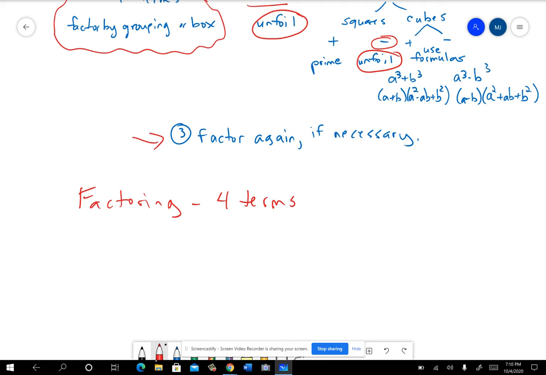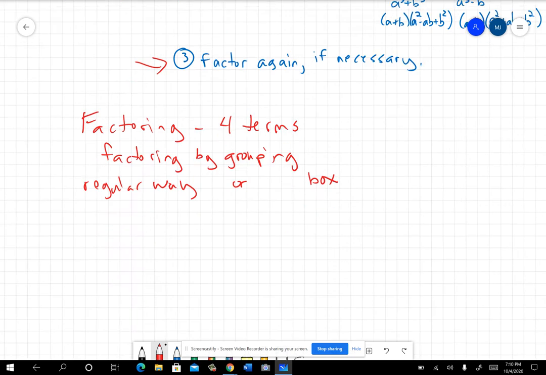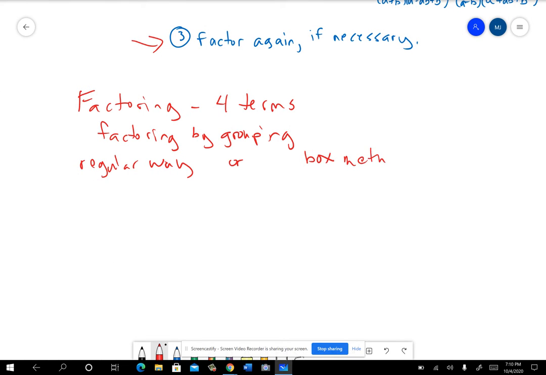All right. So this is going to require factoring by grouping. So it's a little different. You can do it the regular way or using the box method. Both are fine. Sometimes one clicks more so than the other. The box method just leaves out one of the hardest steps, and that's why a lot of people really like that one. Okay, so here's what I'm talking about.